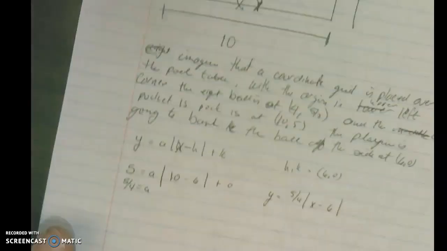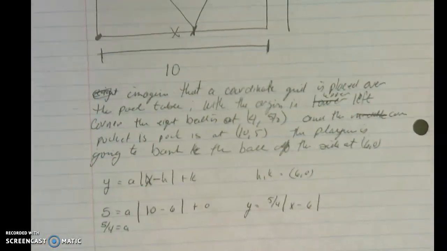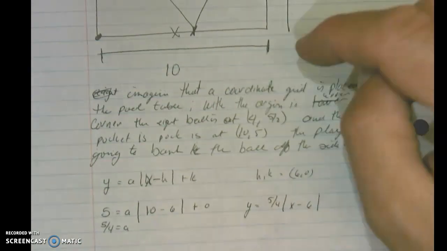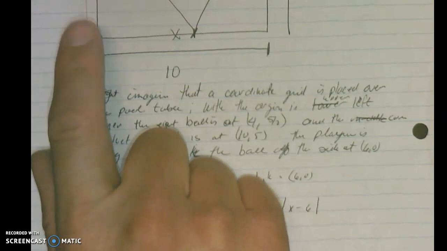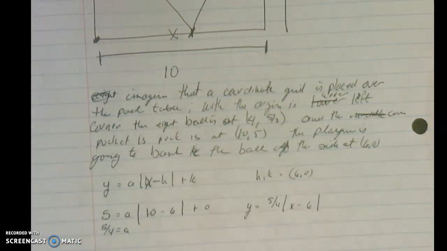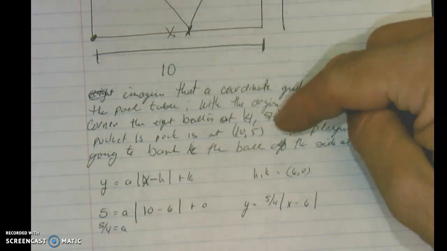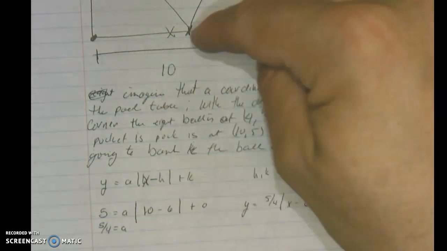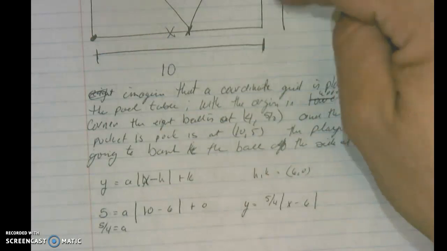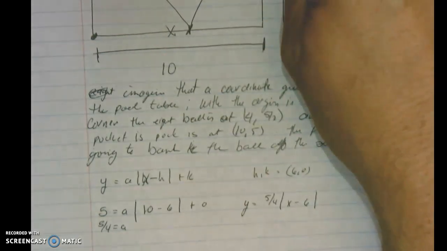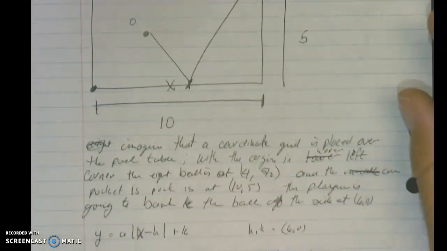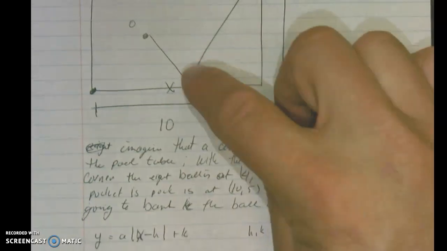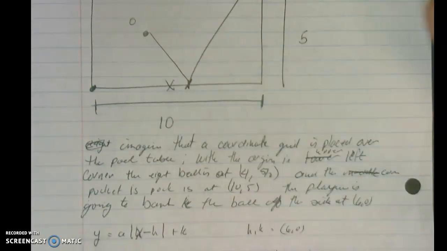And then the last one was supposed to be like a pool ball question. So imagine that a coordinate grid is placed over the pool table with the origin, it's supposed to be down here, lower left corner. The 8 ball is at (4, 5/2). Oh, not middle pocket, sorry. The corner pocket up here is at (10, 5). And then the player is going to bank the ball off the side at (6, 0). And then we have to come up with the equation.